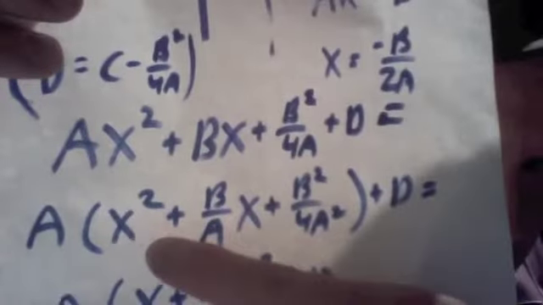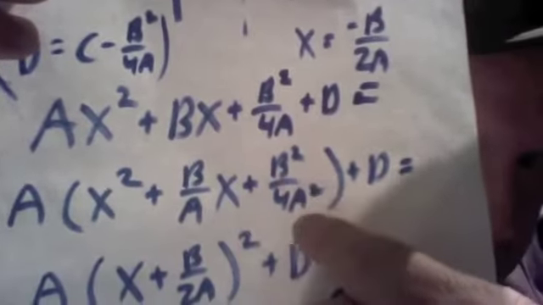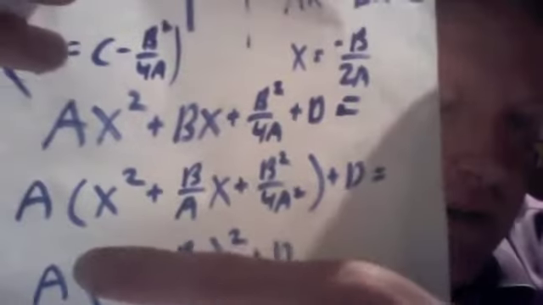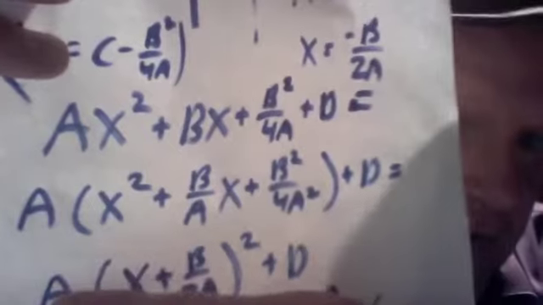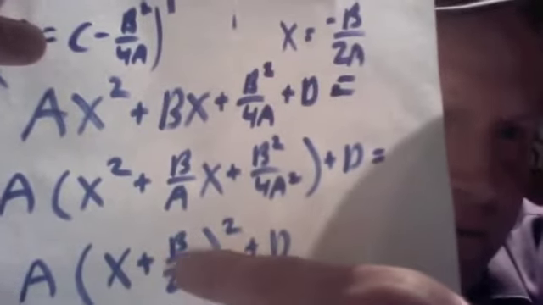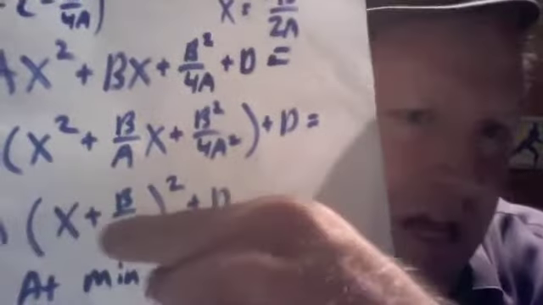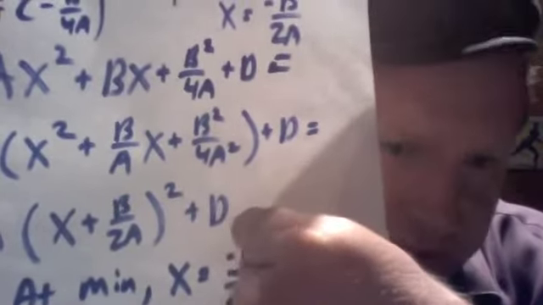What do I note about x squared plus b over a x plus b squared over 4a squared? That is going to be equivalent to x plus b over 2a, squared. Now, we're solving for the minimum. At the minimum, this x plus b over 2a must be 0. Why? Because anything non-zero will be greater. In other words, if I substitute x plus b over 2a with something called m, I have a m squared plus d.